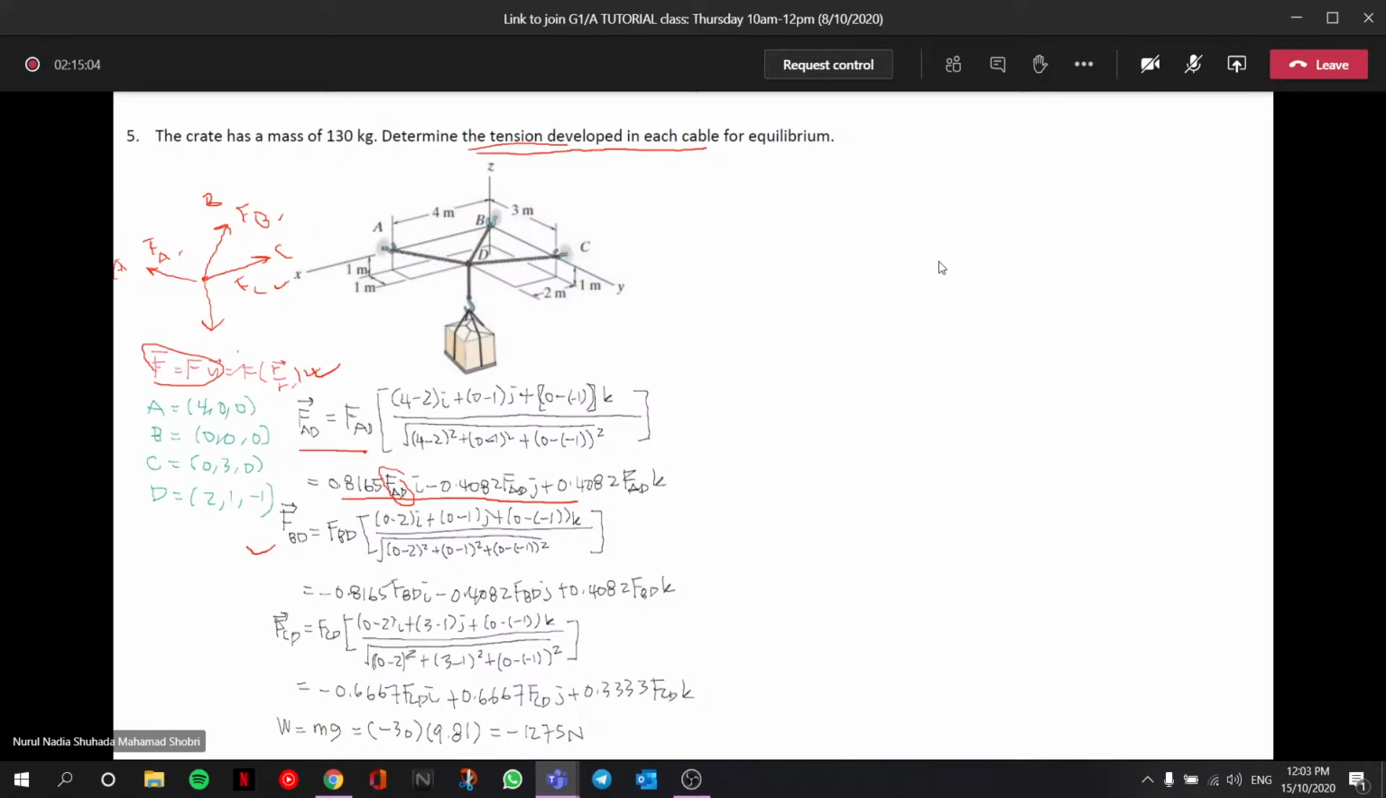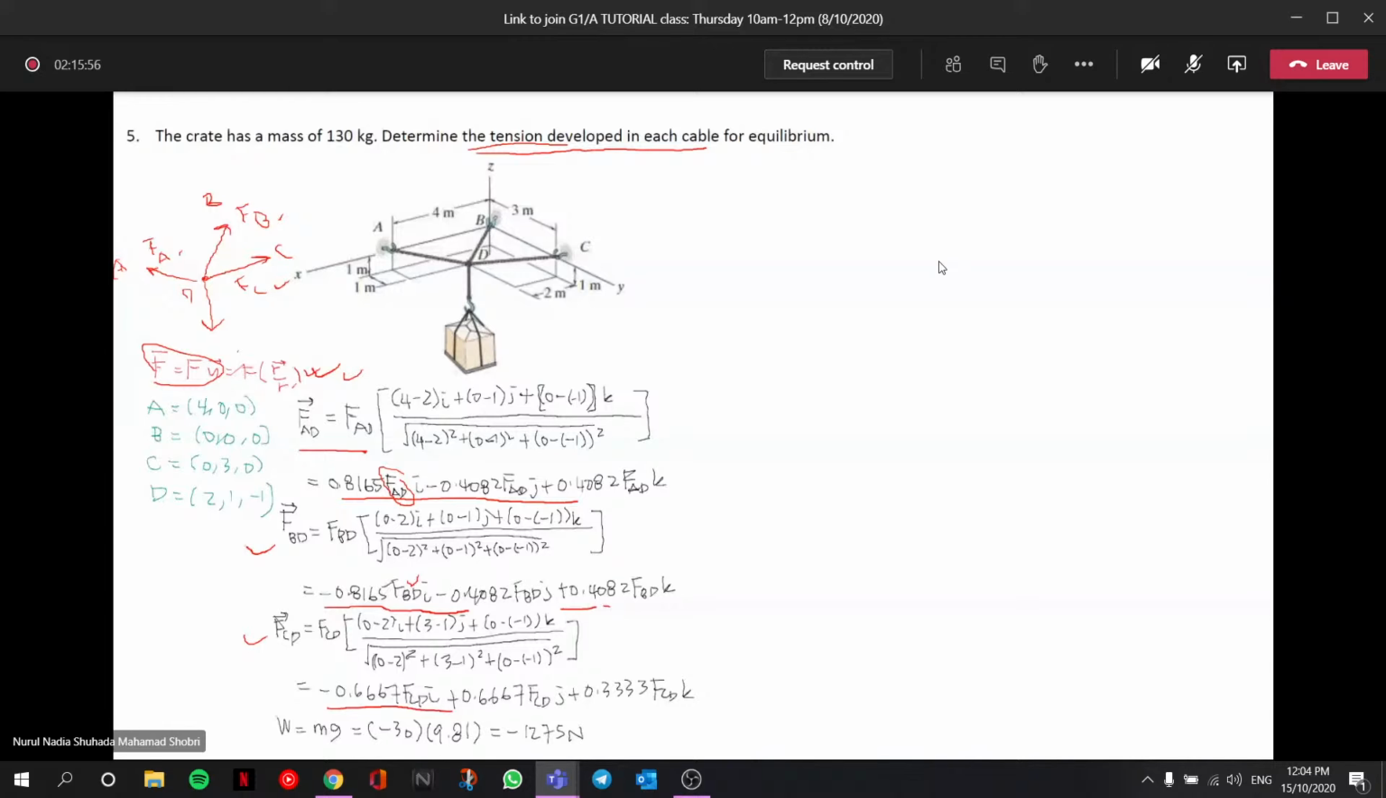For FB, we use these equations, and you will get negative 0.8 i minus 0.4 j times FBD plus 0.4 FBD k. This also has an unknown because we don't know the value of FBD. And then we find the equation for FCD. By using the same equations, this is what you would get: 0.66 FCD i plus 0.66 FCD j plus 0.33 FCD k.